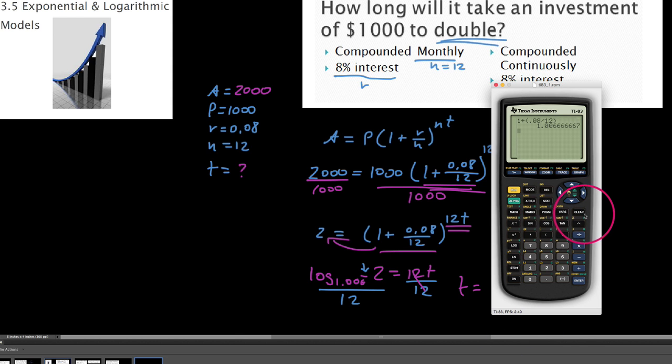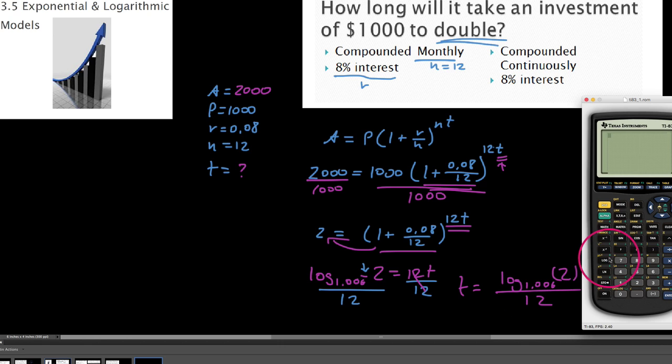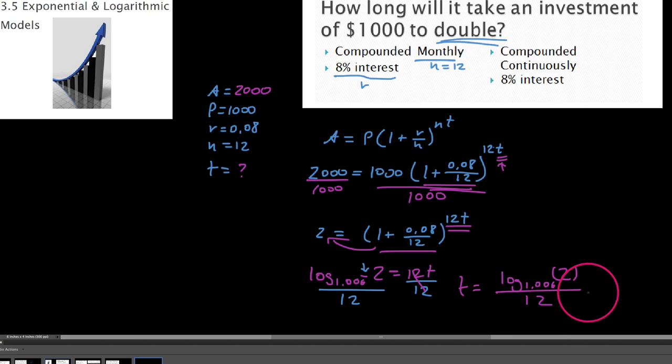So let's figure out what the time would be now that we have the algebra done. Because I have log base 1.006 repeating, I'm going to have to use the change of base formula. The first thing I'll do is take ln of 2 over ln of 1.006. So we have ln 2 divided by ln 1.006, and I get this numerator value here, and then I'm going to divide this by 12. And I get about 9.66 years. So approximately 9.66 years would be the length of time it would take under these conditions for it to double.